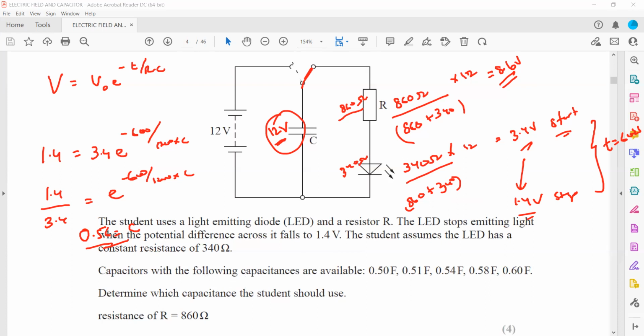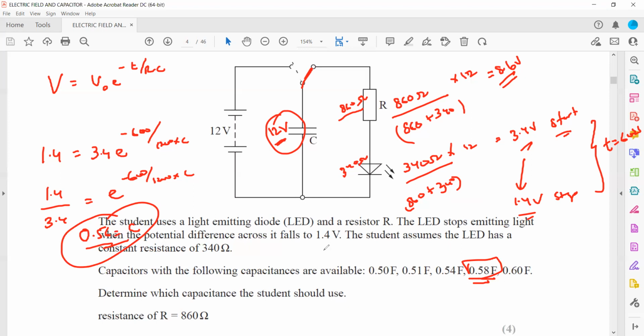So 0.56 is giving a 10 minutes time, but we don't want to reduce the time. It should not be less than 10 minutes. It should be more than 10 minutes. If we select a capacitor with a capacitance of 0.54 farad, then it will take us less than 10 minutes for the LED. So 0.56 is giving us 10 minutes, but we want more than 10 minutes. The next one after 0.56 is 0.58. So we should select the capacitor with a capacitance of 0.58.